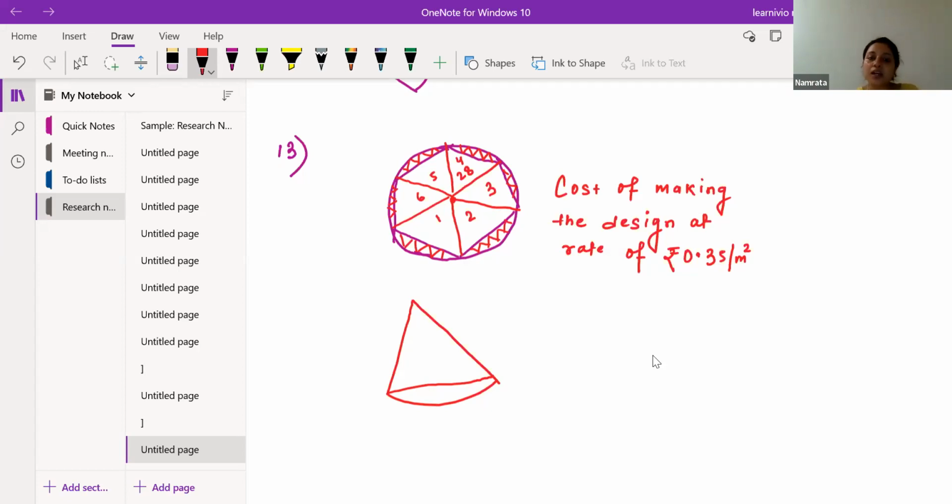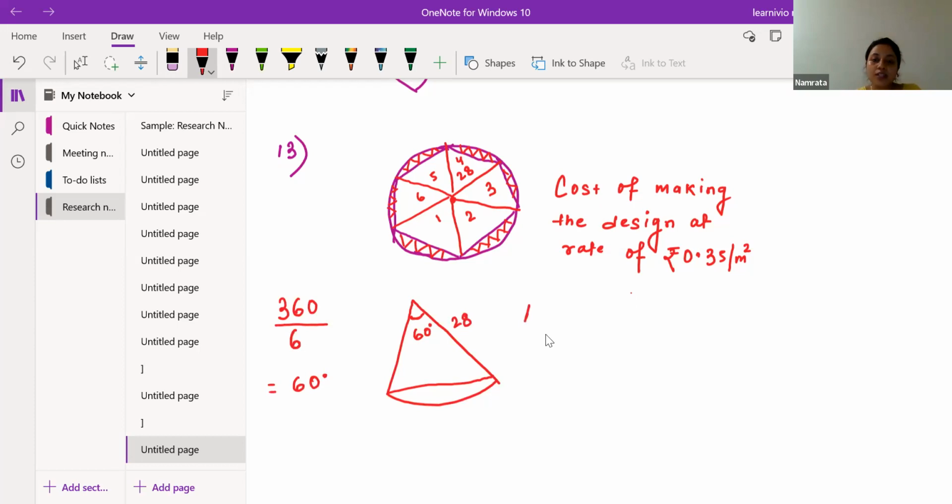Here, how many parts are we cutting the circle into? 6 equal parts. So total 360 degrees is there in a circle. That means each one is 60 degrees. Can I say this angle is 60 degrees? And the radius is already given as 28 centimeter.